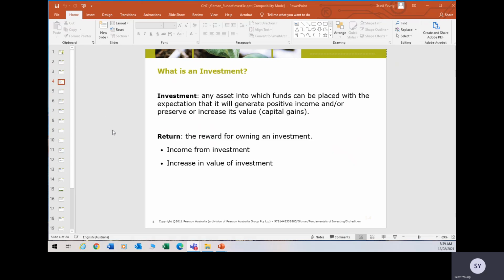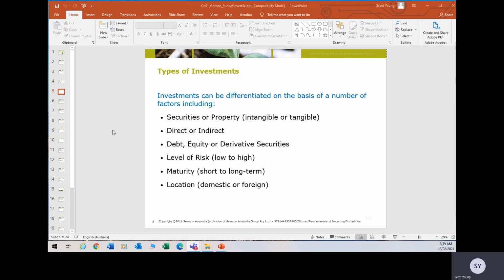Okay, so again, very broad, very simple to start. Like I said, types of investments as we start again on page 3 and rolls across a couple of pages in 4 and 5. Okay, so again, very simple, very broad.